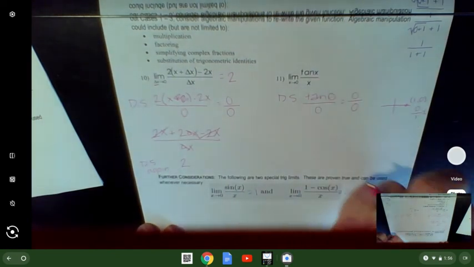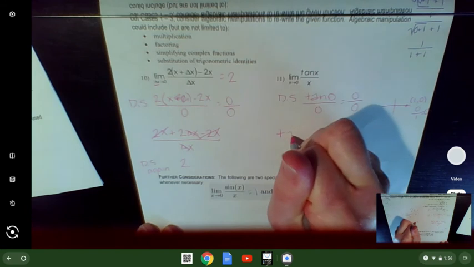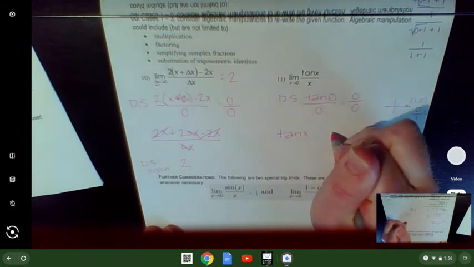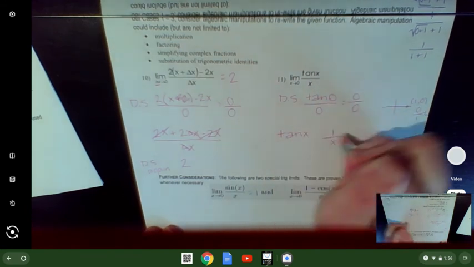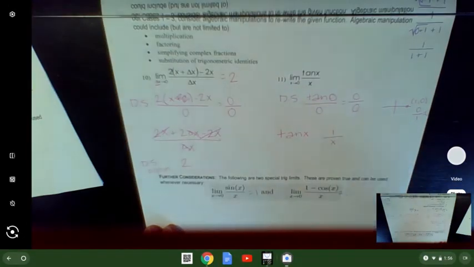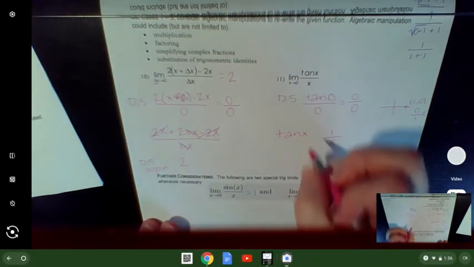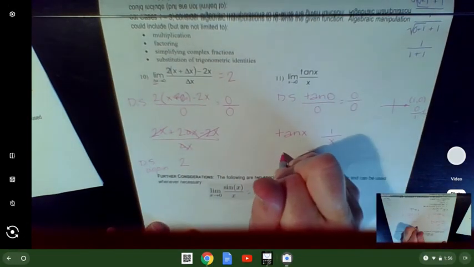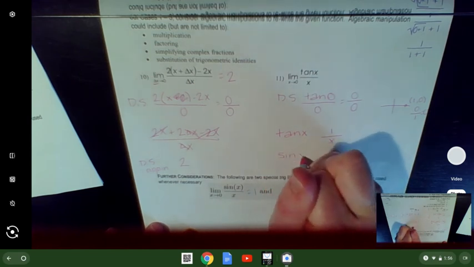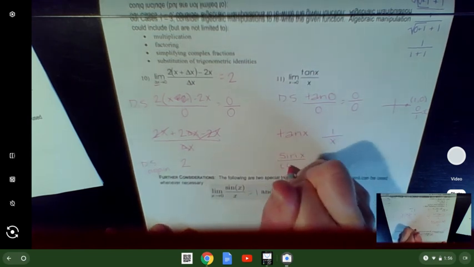So let's see. I'm just going to separate this. This is tangent of x, and I'm going to separate this and call it 1 over x. Still tangent of x over x. The reason I did that is so we avoid any complex fractions. Using a quotient identity, tangent is sine over cosine.